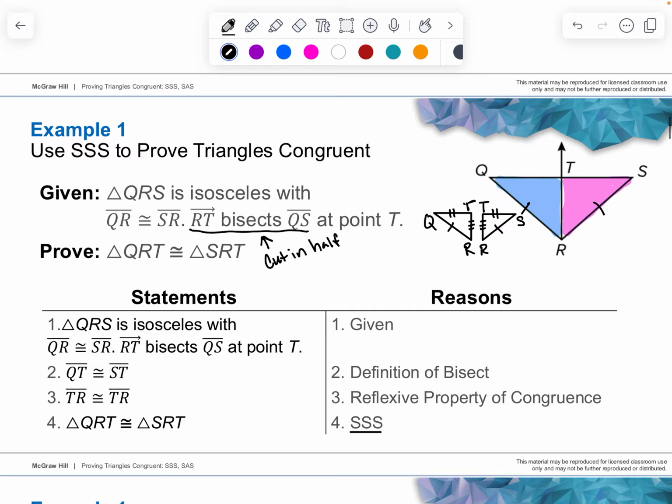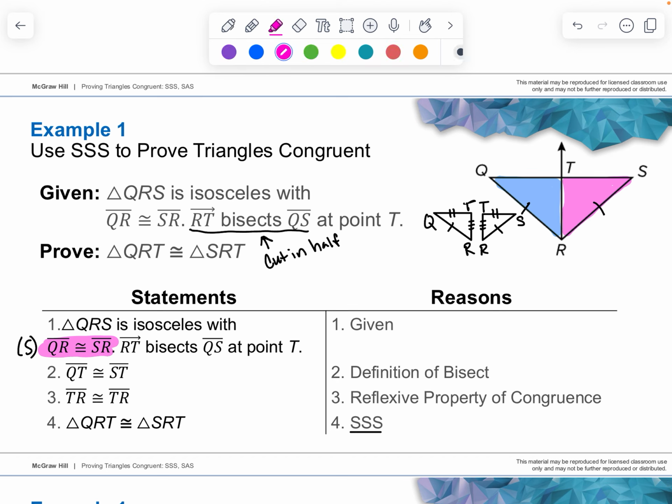Okay, so now we just need to write about that. So that's what we're going to do over here. Let's make sure we got them all in there. We got QR equals SR. That's one side, and I actually like to make a little note for myself. There's my first side. Okay, now which one do we want to write about next?